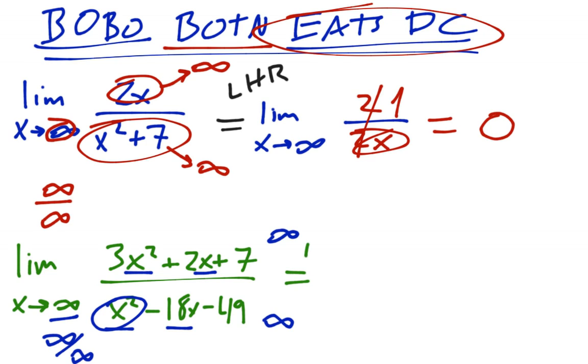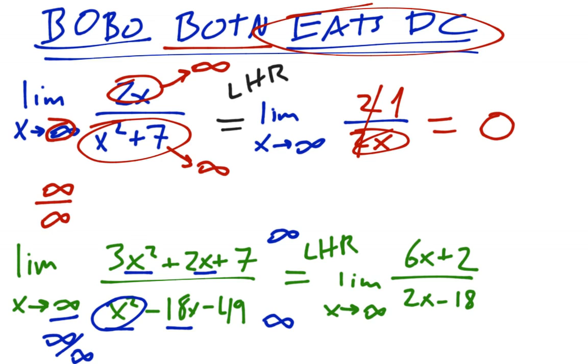I invoke L'Hopital's rule, and now I'm going to write the limit as x approaches infinity. And now I just take the derivative of the top, which is going to be 6x plus 2, divided by the derivative of the bottom, which is 2x minus 18. Now, when I plug infinity into both of these, notice that the top still goes to infinity and the bottom still goes to infinity. I have the indeterminate form infinity over infinity, so I invoke L'Hopital's rule again. And so now I have the limit as x approaches infinity of taking the derivative again.